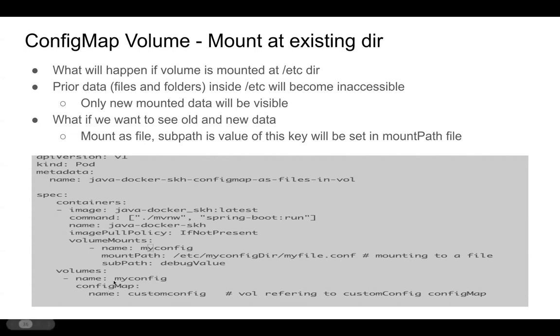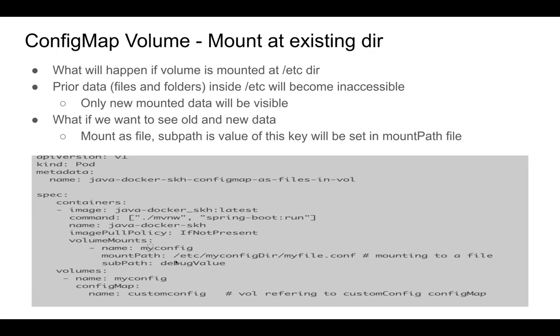you are taking the custom config, so there is no problem here. During volume mounts, you can have the same my config, and the mount path you can give as /etc/myconfigdir/myfile.conf, and the subPath is debug value. So what would happen is, it will be mounted as this file, and the subPath is the value of this key, which is the debug value here.